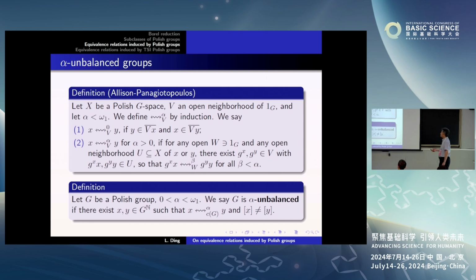Here is a very complicated notion of alpha-unbalanced, defined by Allison and Panagiotopoulos. You don't need to look at this, just ignore it. Using this definition, we define another notion. So we say a group is alpha-unbalanced by this blah, blah, blah. You can just ignore it. Let's go on.